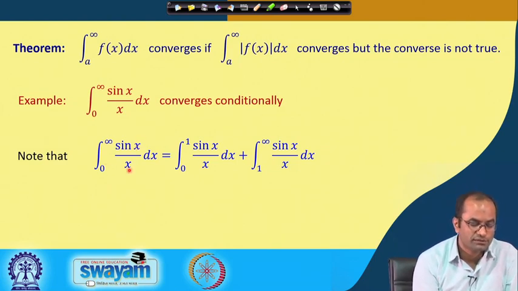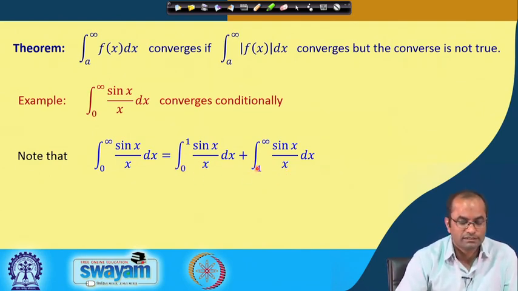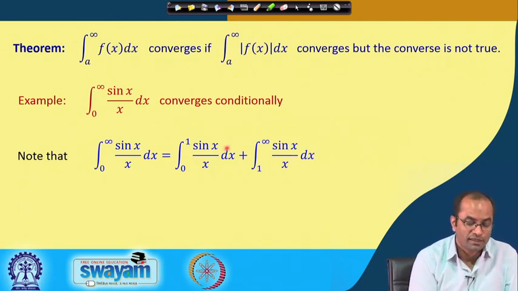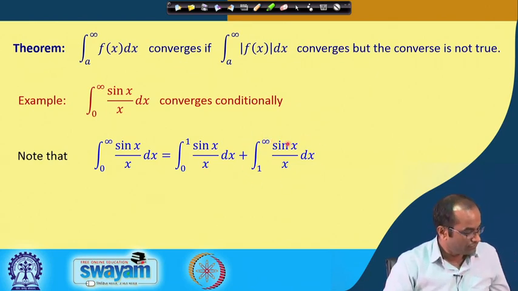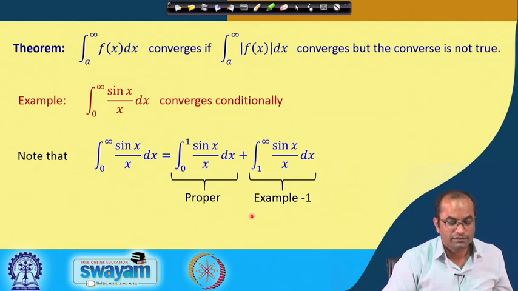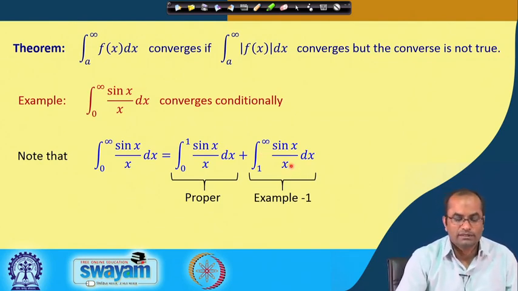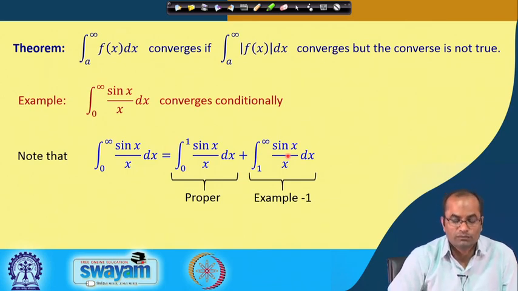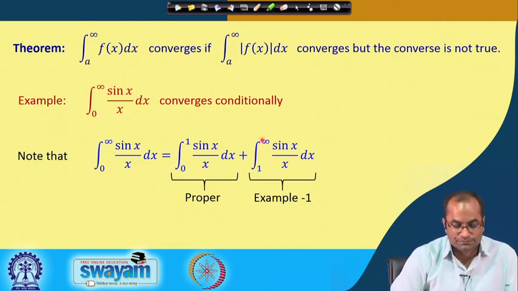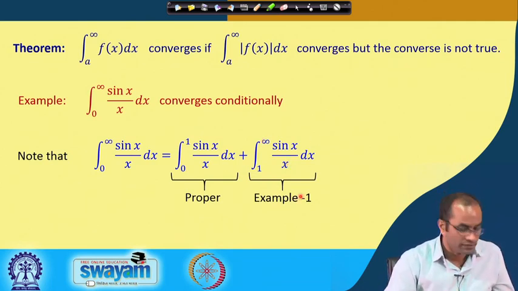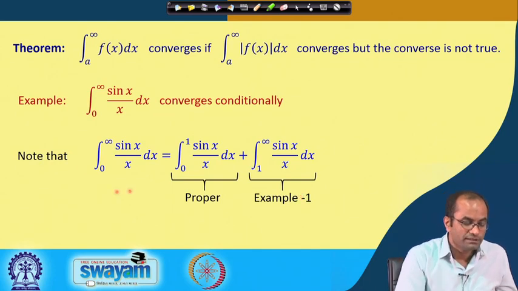The integral from 0 to infinity of sin x over x dx we have written as the sum of two integrals: from 0 to 1 of sin x over x dx and from 1 to infinity of sin x over x dx. Note that the first integral is a proper integral, so naturally it converges. For the second one we have this infinity, which we have to discuss. Here we have seen in example 1 that the integral of x to the power of minus p converges for p greater than 1. So naturally this integral also converges, sin x over x we have seen already in example 1. That means this integral converges.